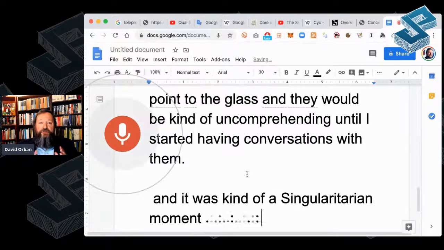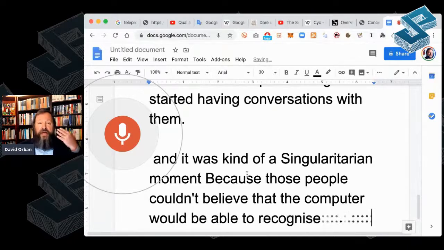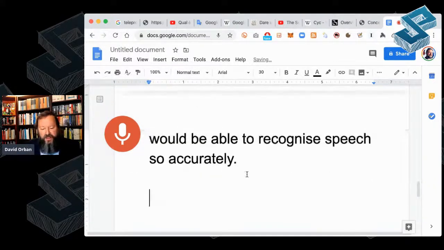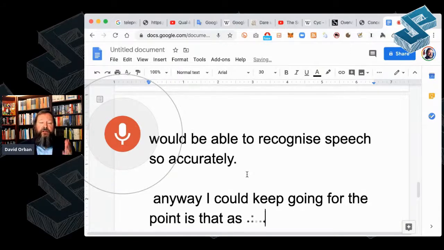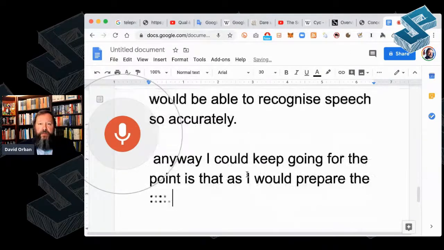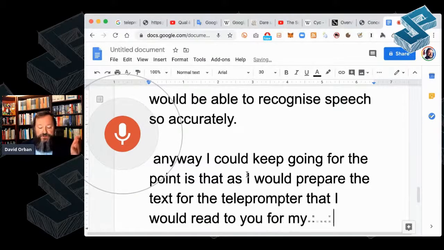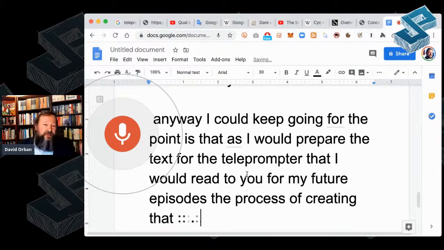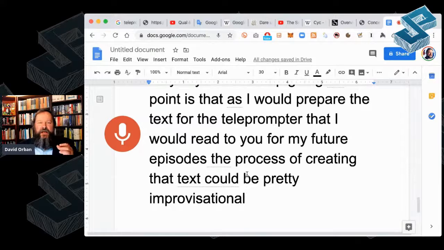Because those people couldn't believe that the computer would be able to recognize speech so accurately. Anyway, I could keep going, but the point is that as I would prepare the text for the teleprompter that I would read to you for my future episodes, the process of creating that text could be pretty improvisational rather than contrived.